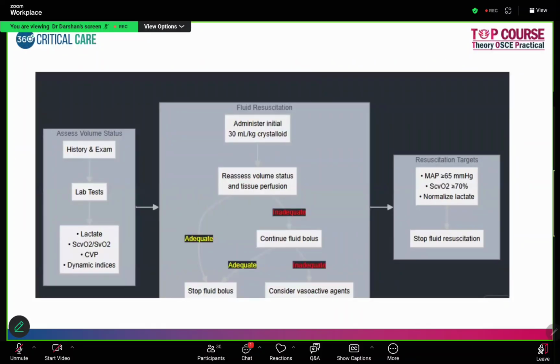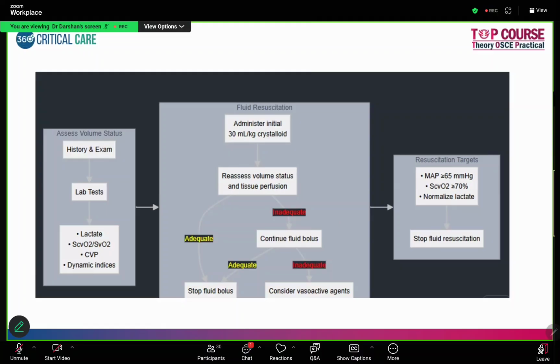Okay, so this is what we have done till now, right? We have seen what the issues are, we have examined the patient, we have understood that this patient has a fluid deficit, gone ahead and given fluids, and if the patient is responding, there is adequacy of restoration of organ perfusion, etc. Well and good. If it is inadequate, probably we need to choose vasoactive agents. What are the resuscitation targets we are looking at? Urine output, MAP, ScvO2, normalization of lactate.